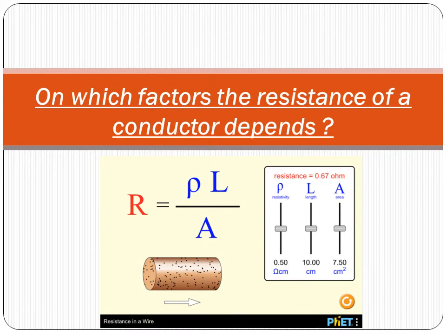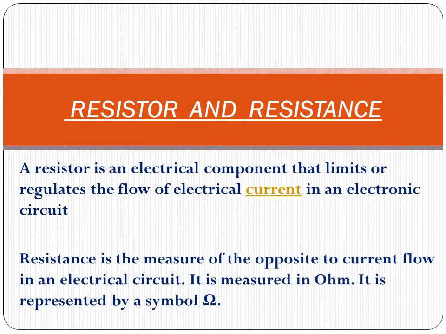Dear student, in this topic we discuss the factors on which the resistance of a conductor depends. For that, we should know the difference between a resistor and resistance. A resistor is an electrical component that limits or regulates the flow of electrical current in an electronic circuit, while resistance is the measure of the opposition to current flow in an electrical circuit, and it is measured in ohms.